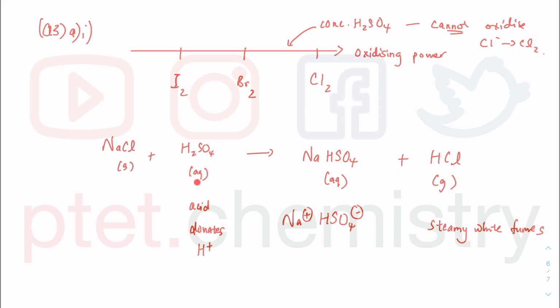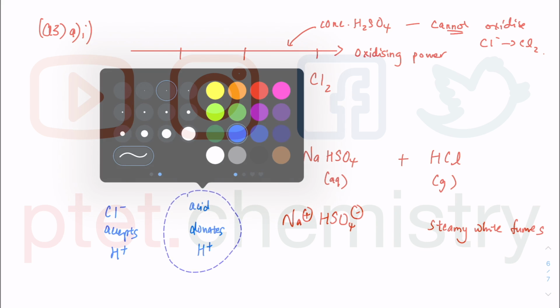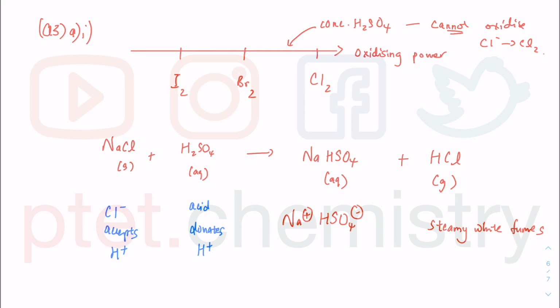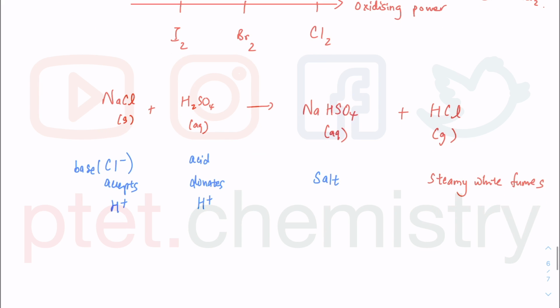Sulfuric acid is a mixture of H2SO4 molecules dissolved in water. So if there's your acid that donates the protons, there needs to be something else that will accept the proton, so the Cl minus accepts the H+, and that is why this is an acid-base reaction. So you got something that will accept the H+, that is going to be your base. Base accepts protons, acid donates protons, and you get this thing here, sodium hydrogen sulfate, which is your salt. You don't get water in this case, you get this HCl produced as steamy white fumes.